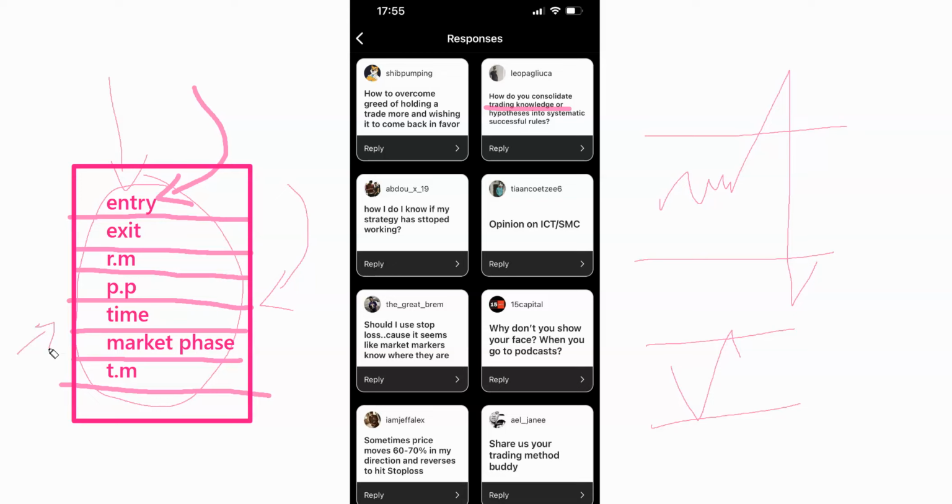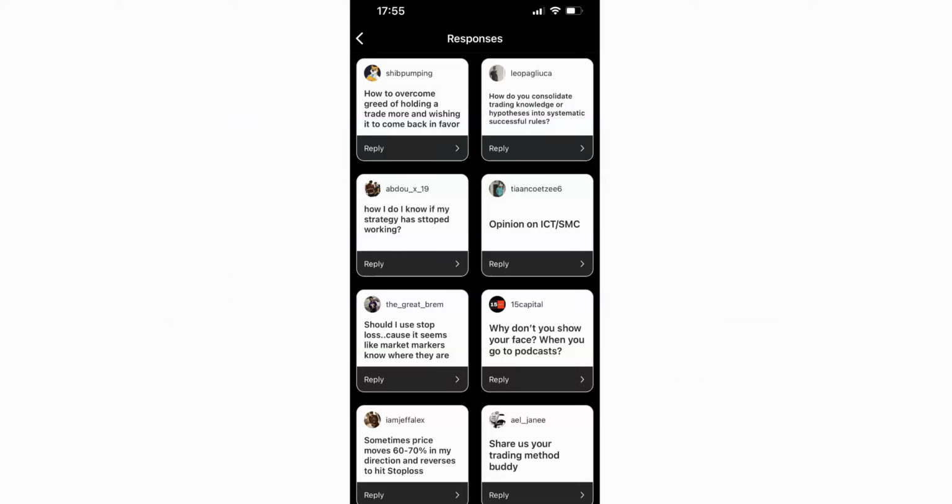Visually see it, design the systems visually, and then break it down and optimize each piece of that carefully, going from your entry to your exit, to your risk management, price positioning, time, market phase, and trade management. So I hope that makes sense. So that's a great way to start anyway.